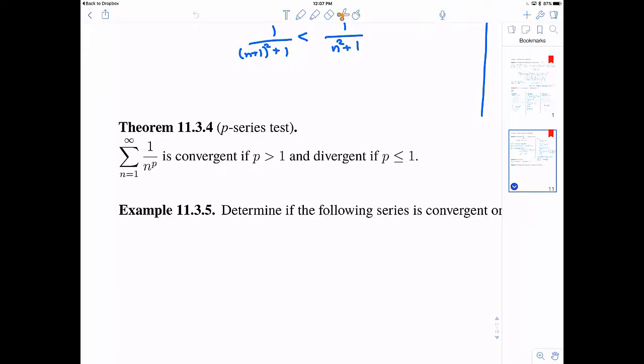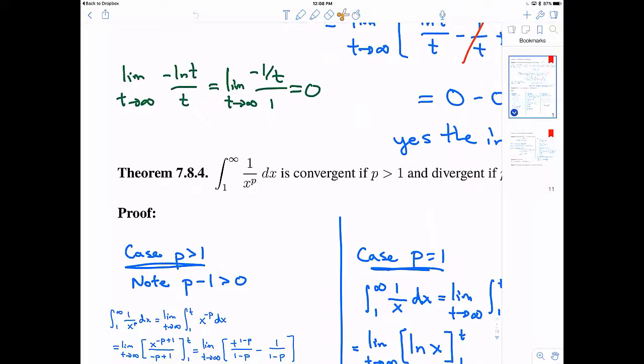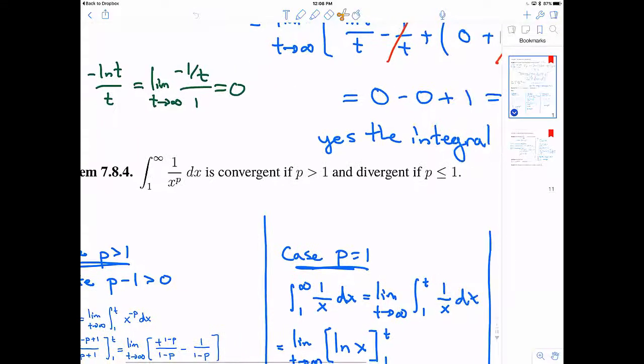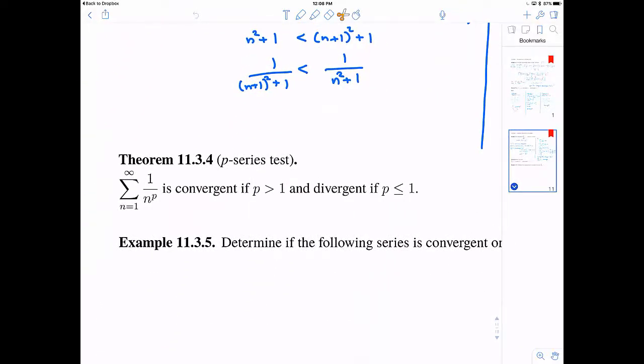In fact, we can prove the p-series test using this previous theorem back in our good old chapter 7 improper integrals here. And then we just apply the integral test, right? Because 1 over x to the p is going to be continuous, positive, and decreasing. So we have the three things that we need to apply the integral test. So this would be the proof, essentially, of why this theorem works.